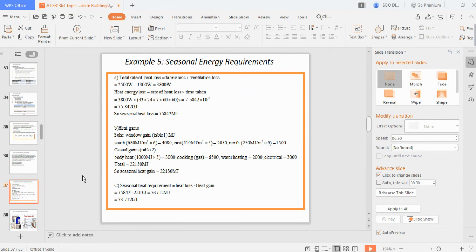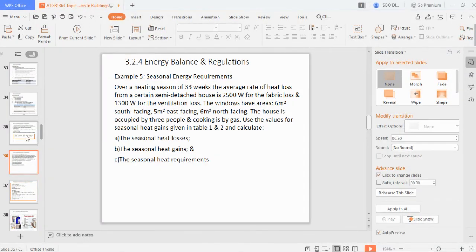For the last part, the seasonal heat requirement, you just subtract the heat gain from the heat loss. So you get that the seasonal heat requirement is 53.712 gigajoules. This is how you do it for your seasonal heat requirement.